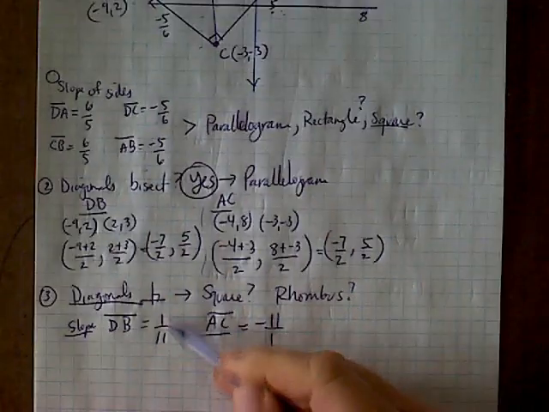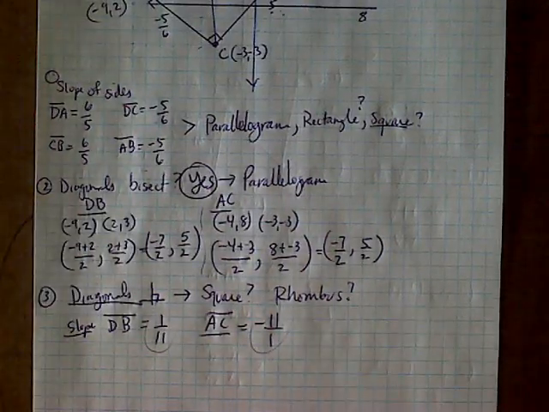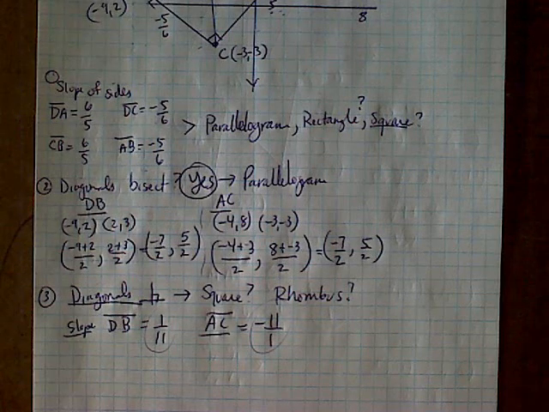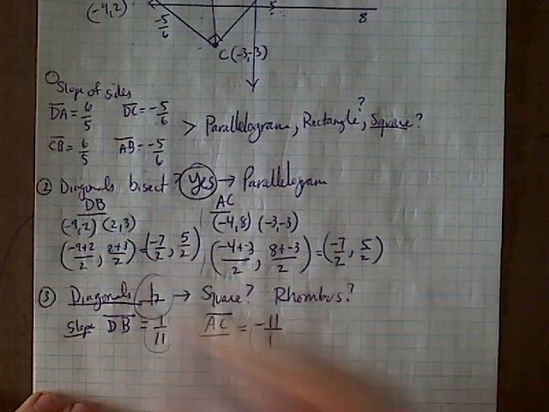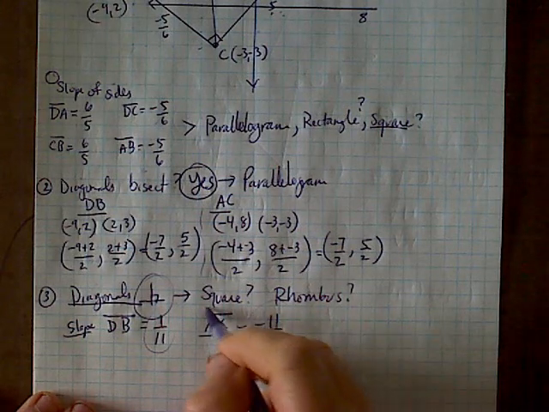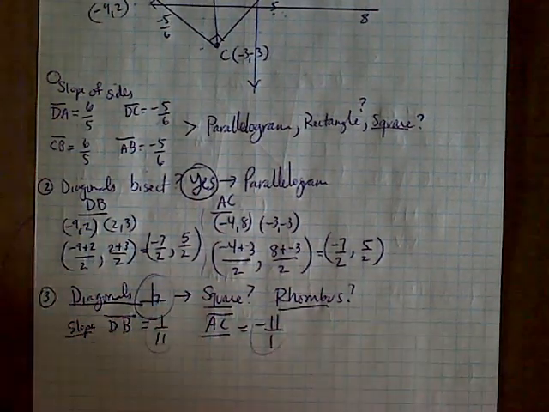Now, are those two slopes opposite reciprocals? Yes. So if they're opposite reciprocals, that means the diagonals are perpendicular, and that means that it could be a square, it could be a rhombus.